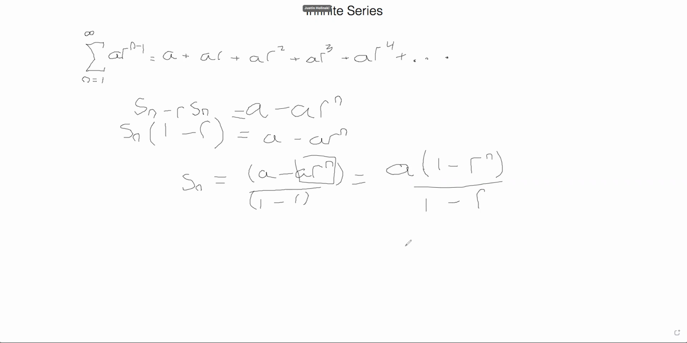So then what we would have is, actually, you know what? Sorry, I'm kind of all over the place this evening. I think I do want to keep it like this, but then I want to split it up into two separate fractions. So I want to put a over the denominator, and then I want to subtract the second term over the same denominator. So we're going to have a divided by 1 minus r, and then we're going to have minus a times r to the nth power over the very same denominator.